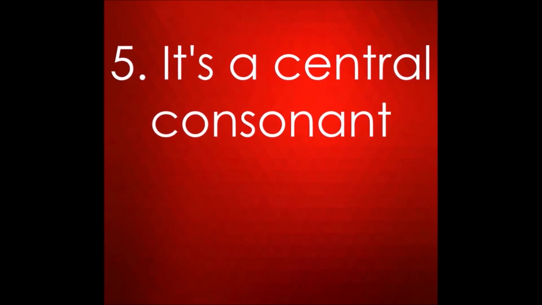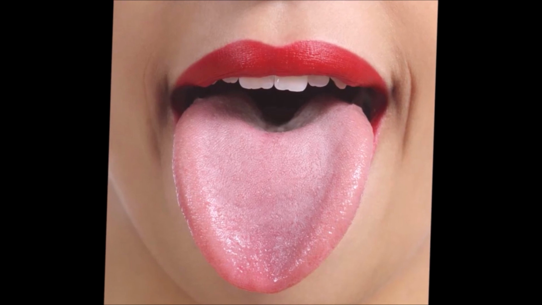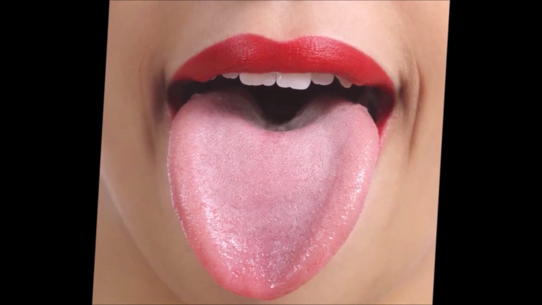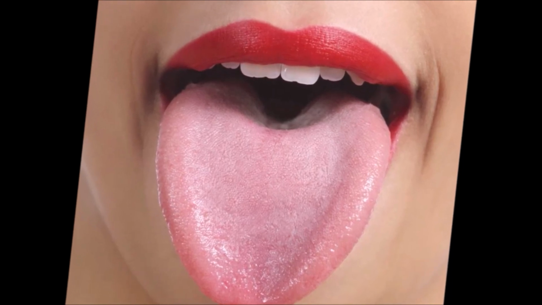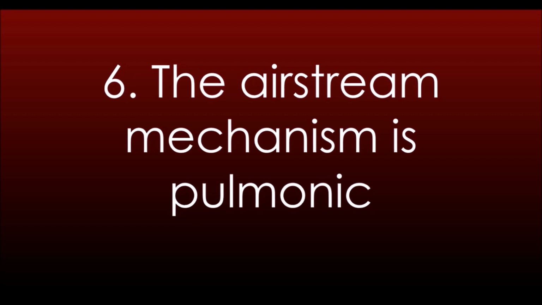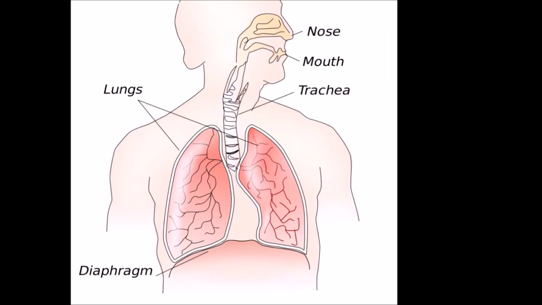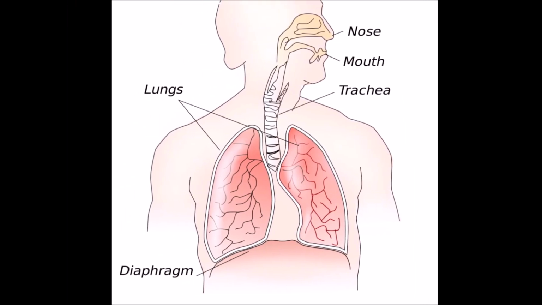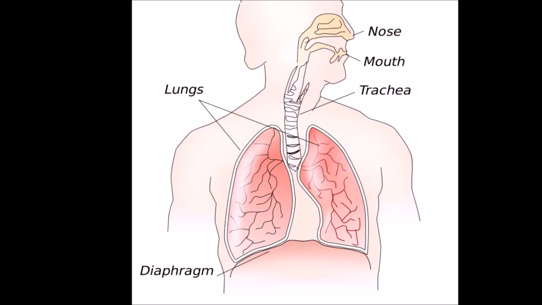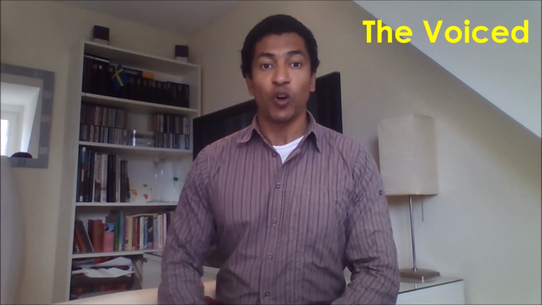5. It's a central consonant, which means we produce it by directing the airstream along the center of the tongue rather than to the sides. 6. The airstream mechanism is pulmonic, which means we articulate it by pushing air solely with the lungs and diaphragm, as in most sounds. So the "ad" is voiced because we use our vocal cords to say it.